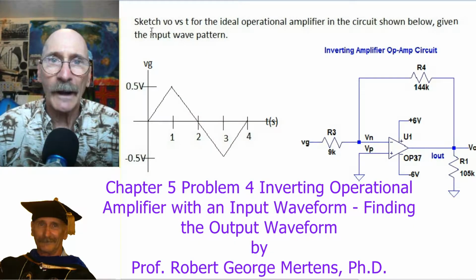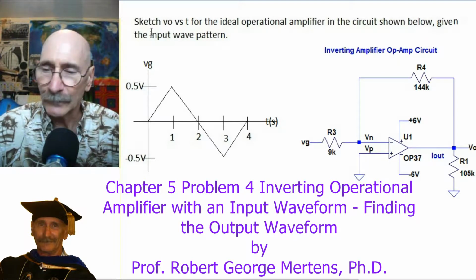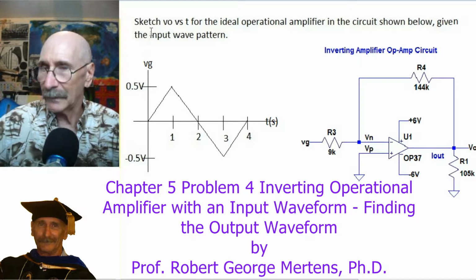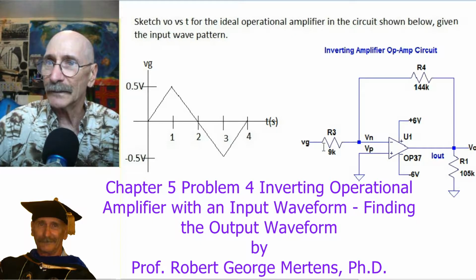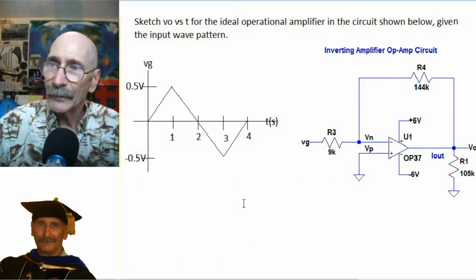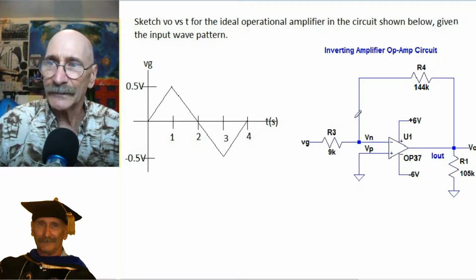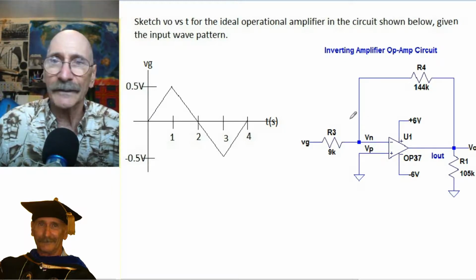In this problem, we're asked to sketch V out versus t for an ideal operational amplifier in the circuit shown below, given the input wave pattern. What we're going to do first is look at some of the things that we have. The way we want to do this is get a relationship between V out and V in, something simple that will apply quickly and easily.